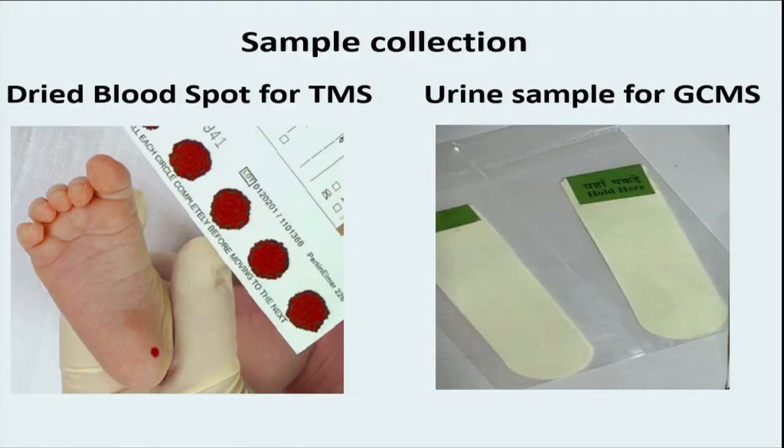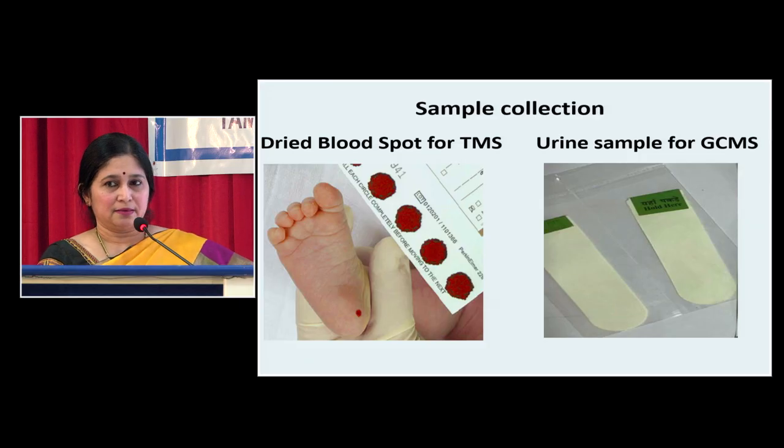So what is the basic newborn screening panel? How many disorders are included in the basic newborn screening panel? 7 parameters are there. What are they? Hypothyroidism, congenital adrenal hyperplasia, G6PD, galactosemia, cystic fibrosis, PKU, and yes.